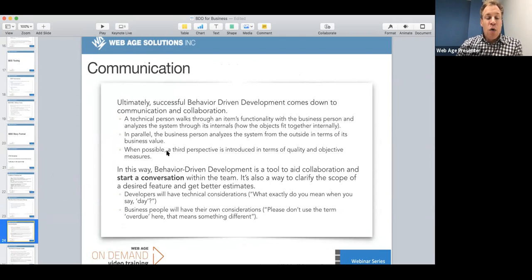Okay. Now, when we are talking about user stories, the thing that we need to also understand is that the user story is a way to communicate. It is ultimately the way that we are going to communicate the behavior of the customer. A technical person is going to walk through an item's functionality with the business person, and then the analyst in the system is going to work through the flows, but we're always going to be focused on the customer.